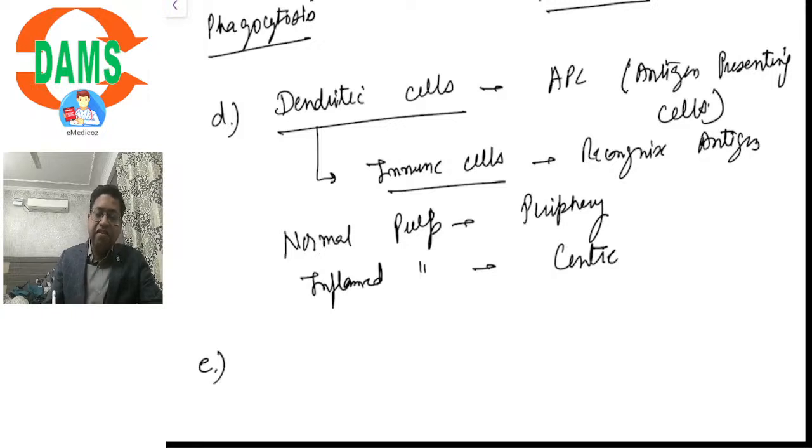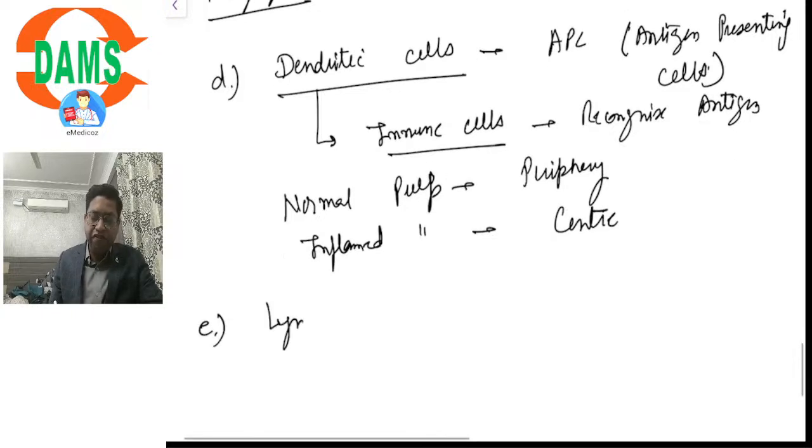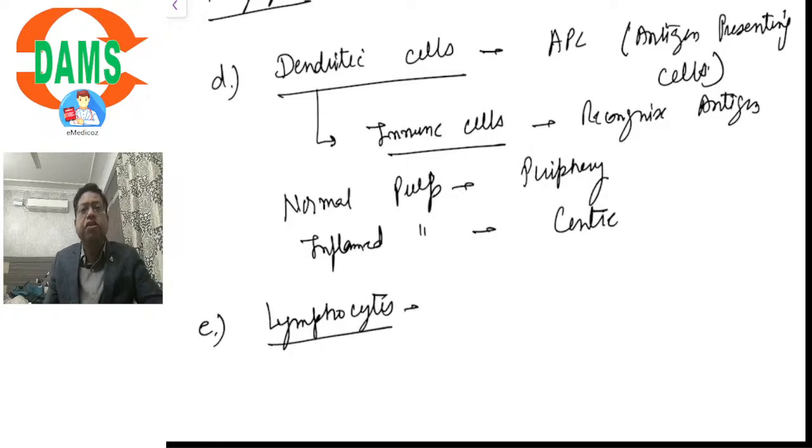Then other cells are lymphocytes. I am talking about the cellular structures present in the dental pulp. Fibroblasts are the most abundant cells, followed by mesenchymal stem cells. Lymphocytes: from the basics of the knowledge of lymphocytes, we know that there are two types, B and T lymphocytes.